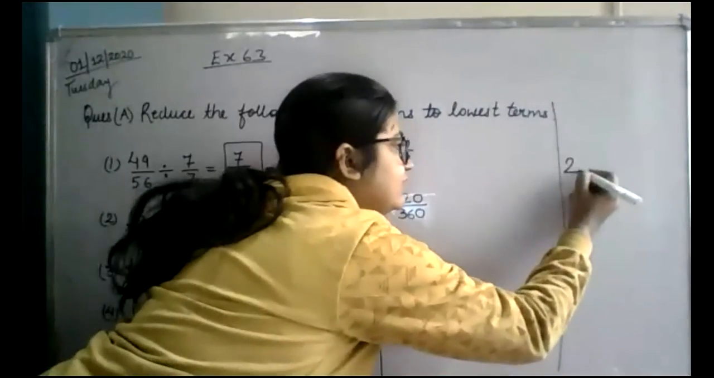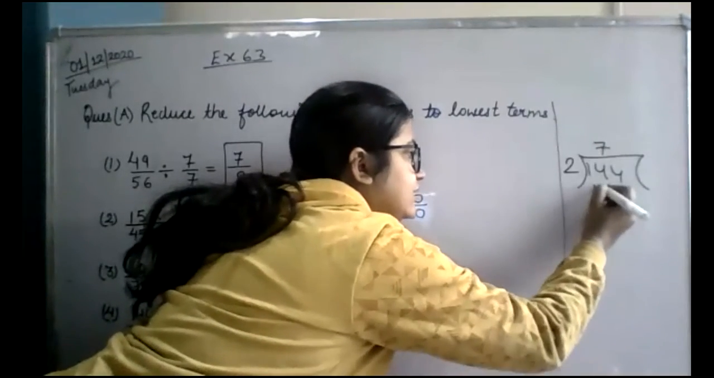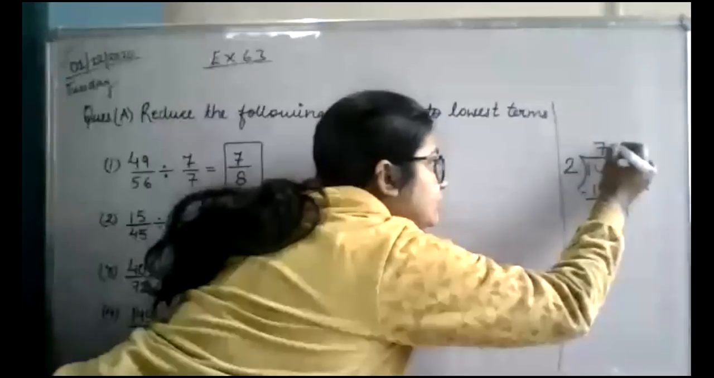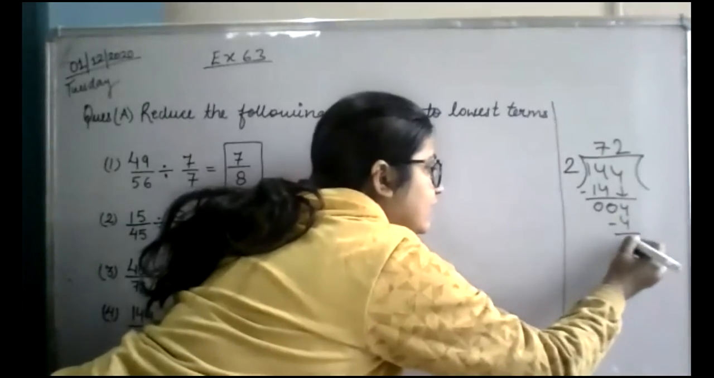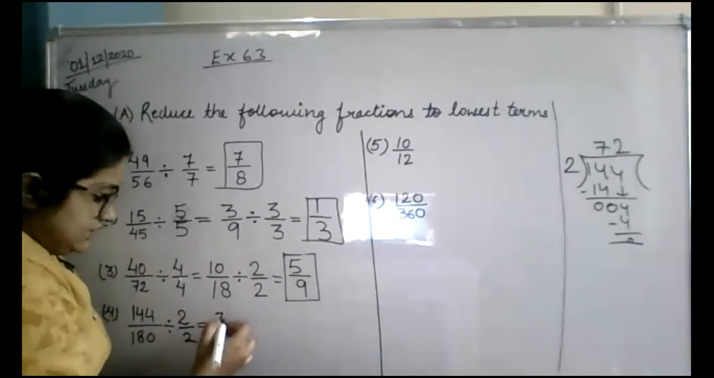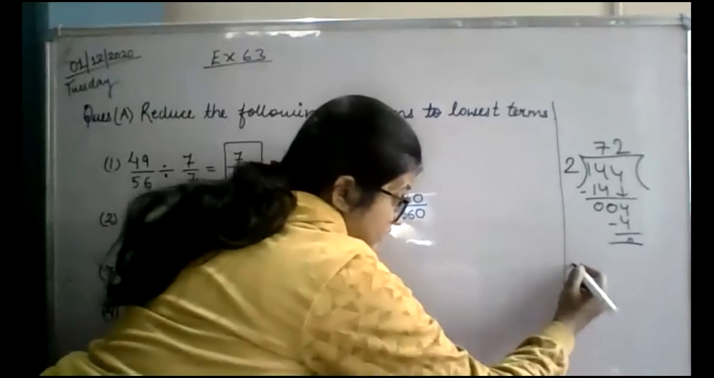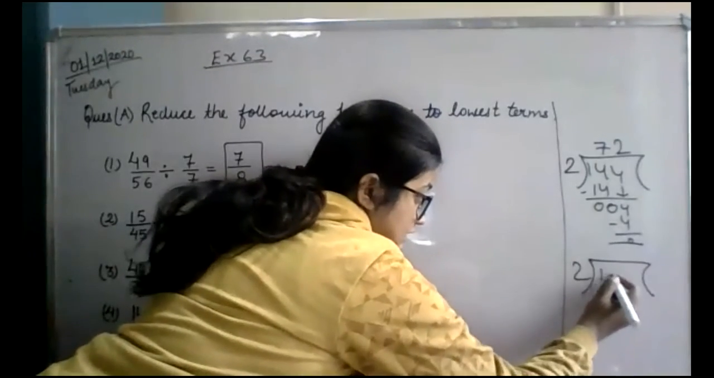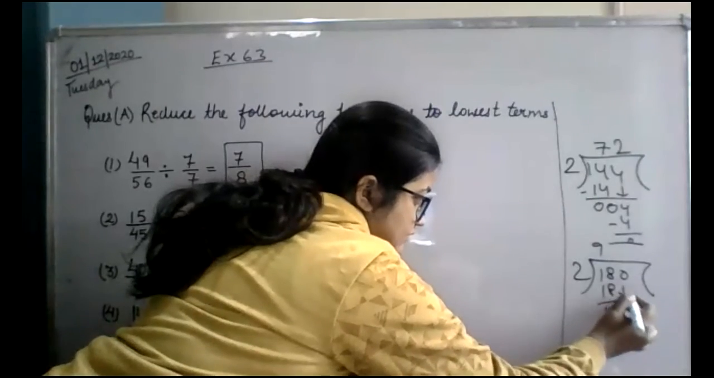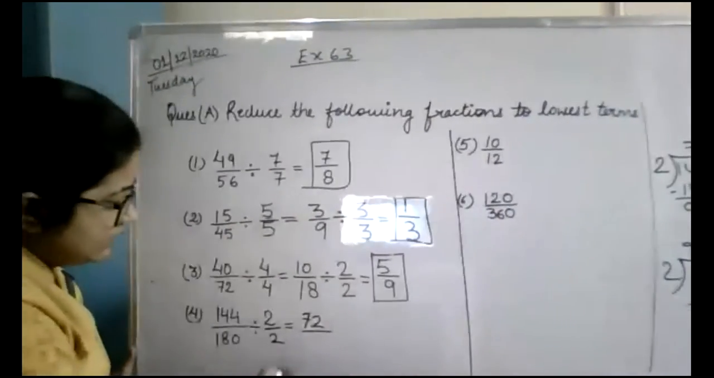We will divide 144 by 2. 2 7s are 14. Subtracted, you will get double 0 here. Copy this 4. 2 2s are 4. Okay, I'm getting 72, so I'm writing 72 here. Now 180 has to be divided by 2. How will you do it? 2 9s are 18. Subtract, you get 0, and you will copy the 0, then put 0 here. 90. So 72 upon 90.